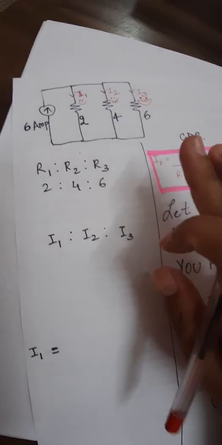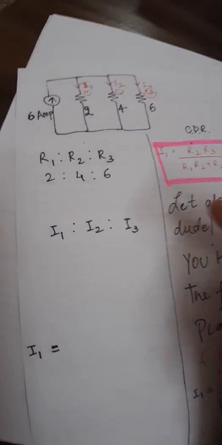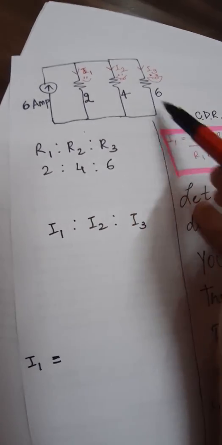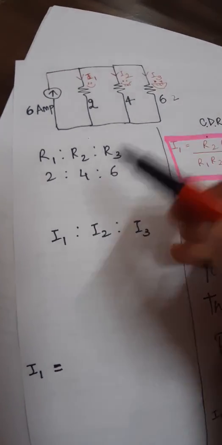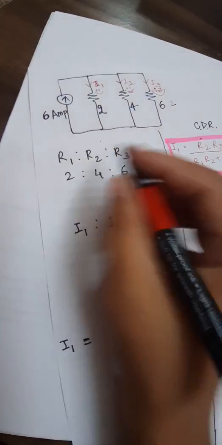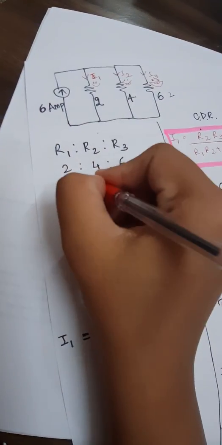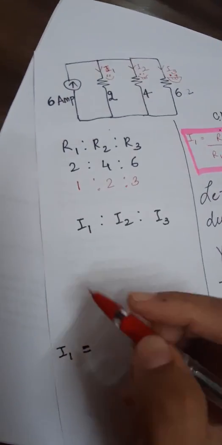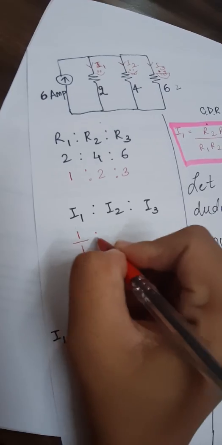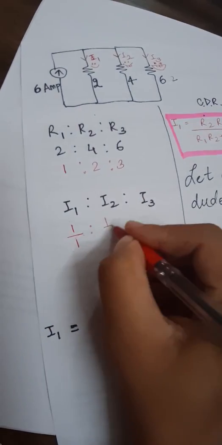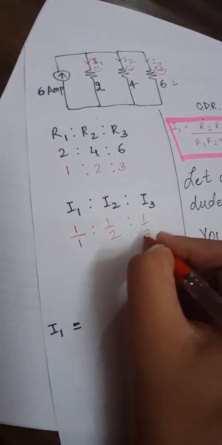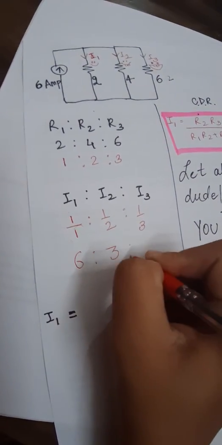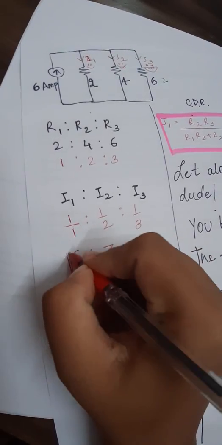So how do we use our method to figure it out? First, we write the ratio of the resistances, that is 2 ohm, 4 ohm and 6 ohm. All of these are in ohms. The ratio will be 1:2:3. Then the current is going to be an inverse ratio, so we write 1/1, then 1/2, and then 1/3. So the ratio will be 6:3:2. This is the deal.